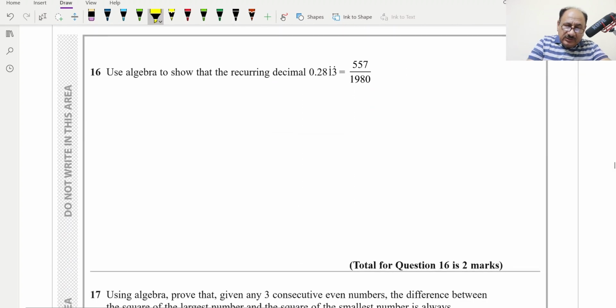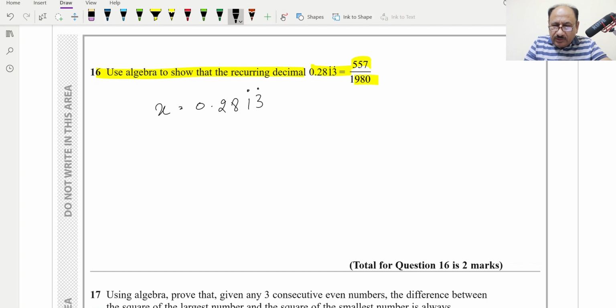Now question number 16, use algebra to convert the recurring decimal. This one we have to solve. So we can write x is equal to 0.2813, where the last two digits are the recurring portion, so we can multiply. We will have to shift the decimal after two digits. So 100x will be equal to 28.1313, with the recurring portion.